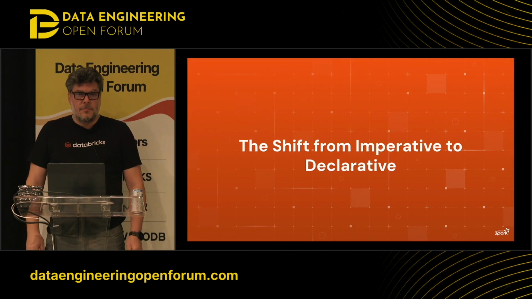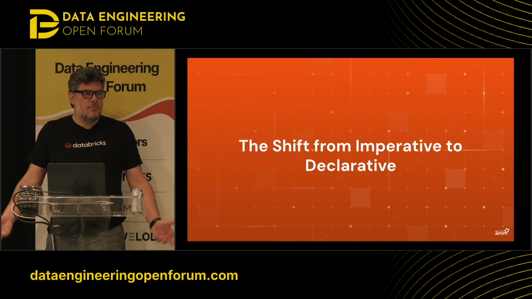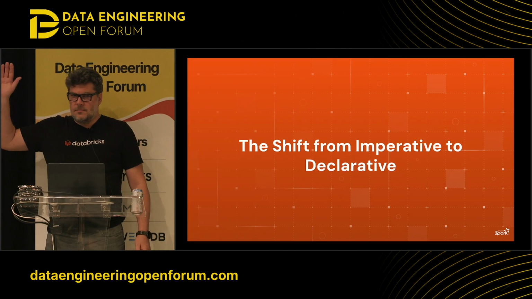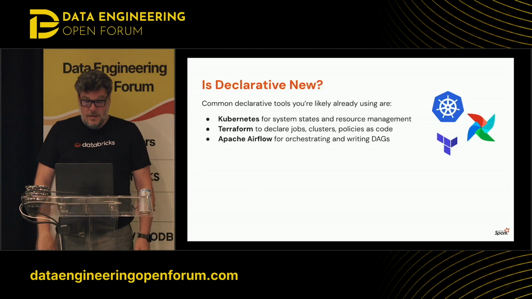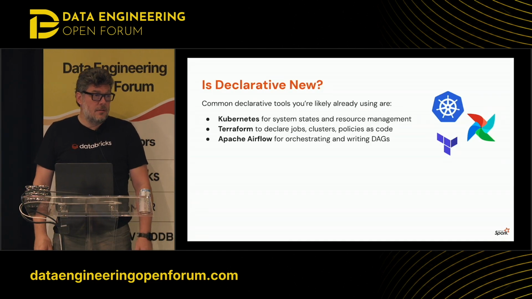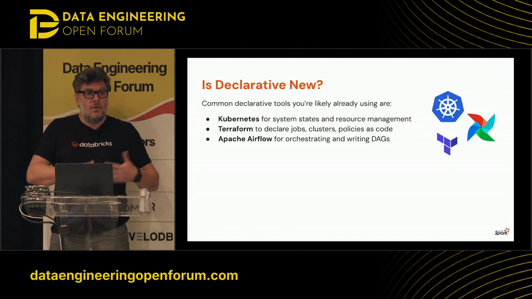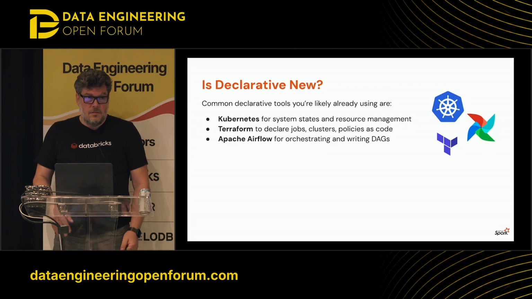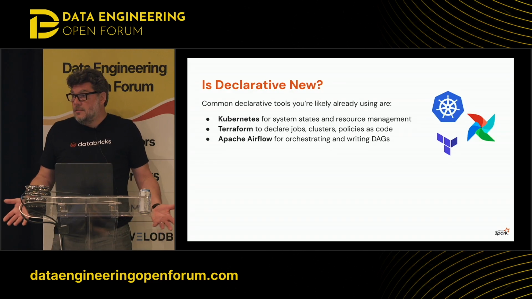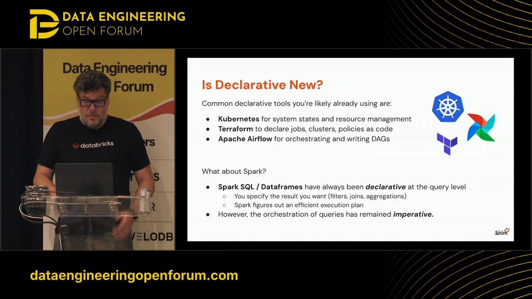So the shift from imperative to declarative. Who here in the room is already using declarative frameworks? Yeah, you know a few? Okay, I can name some. For example, Kubernetes, Terraform, Airflow, right? These are all declarative frameworks where instead of writing code, you write a configuration or a specification, and the framework makes sure that the system fulfills that specification, right? So declarative is actually not new, right? It's a known concept. How about Spark?